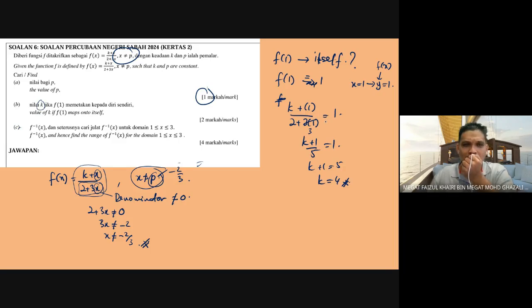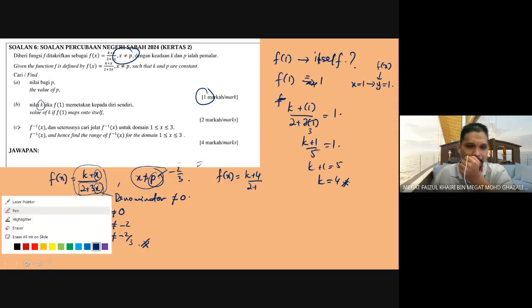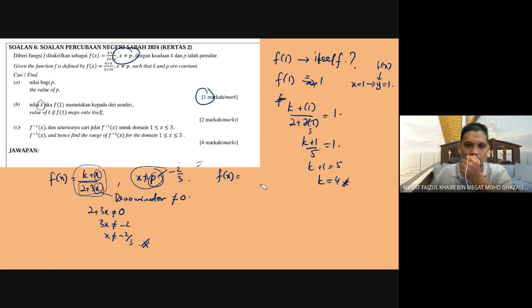So what is the value of k in this function? k equals 4, so f(x) equals 4 plus x divided by 2 plus 3x. Okay, next, find f inverse and find the range of f inverse of a domain.